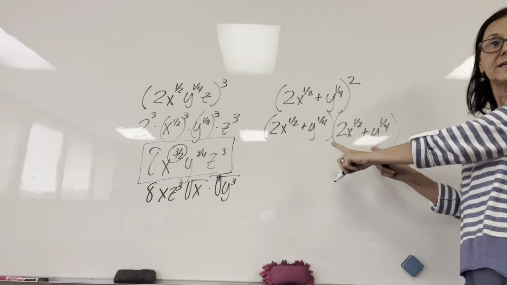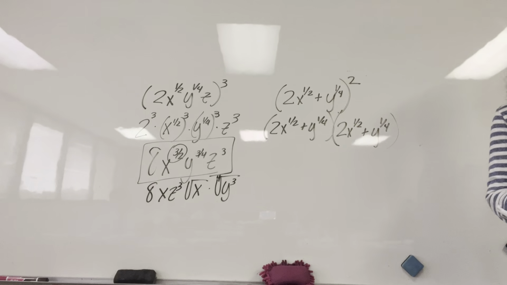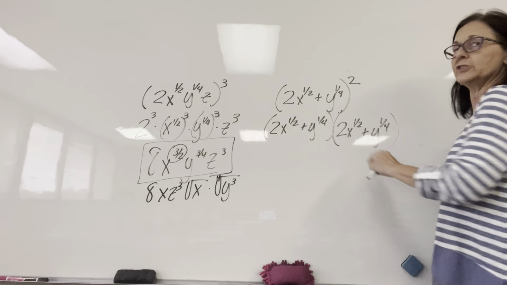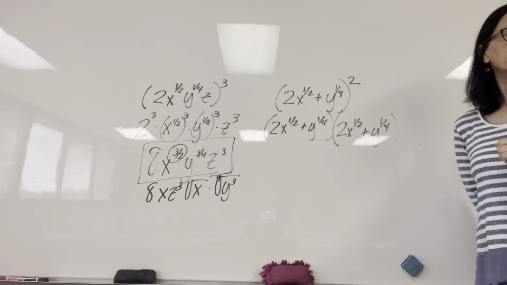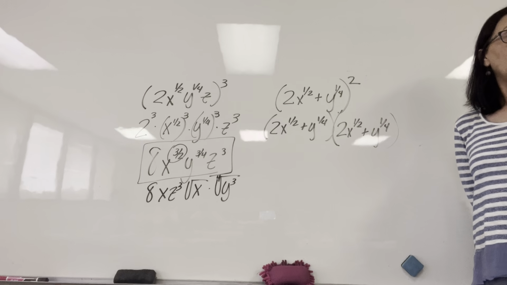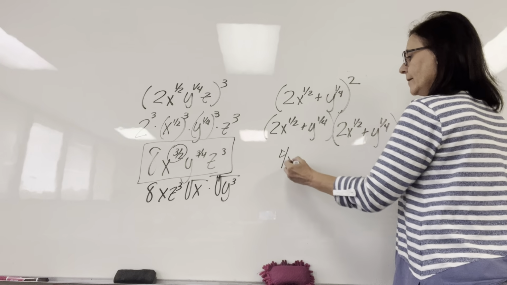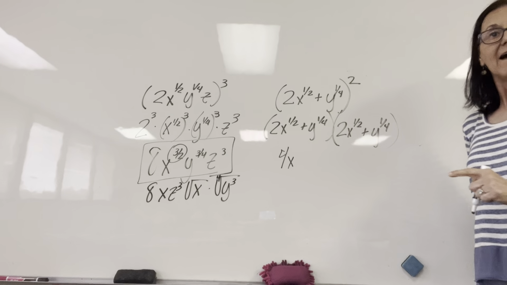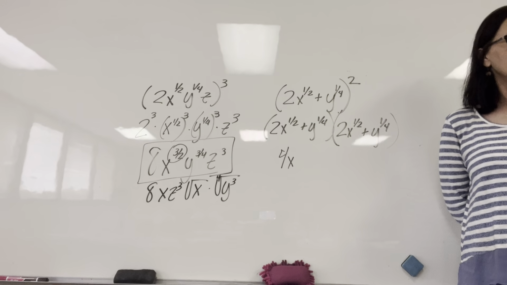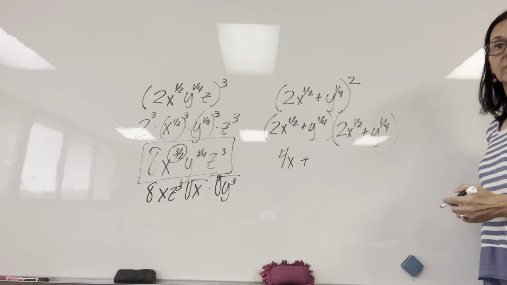Now this one, what must I do to multiply this? What do I have to do? FOIL. Okay, so let's do it. 2x to the half times 2x to the half is what? 4x to the 1/4. Multiplication is? Addition. Oh, just so it's 2 times 2, which is 4. X to the 1/2 times x to the 1/2 is 1/2 plus 1/2, which is 1. So it's just 4x.